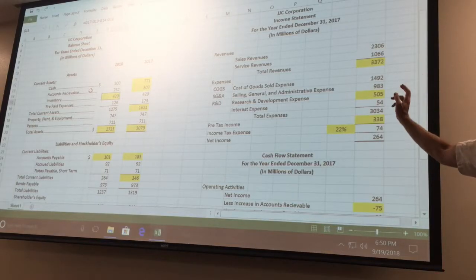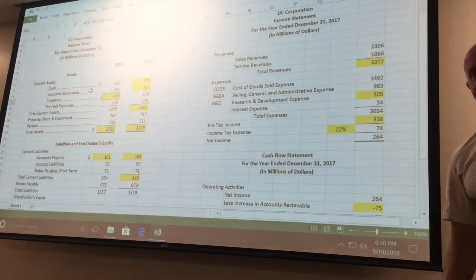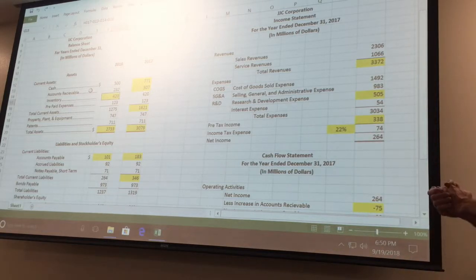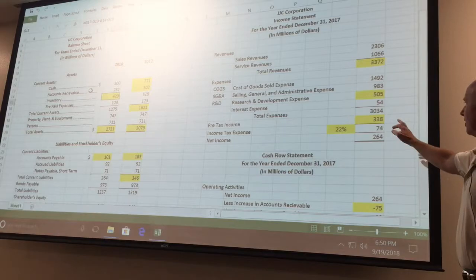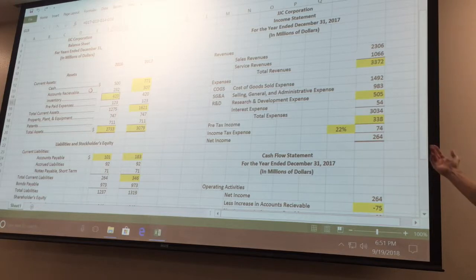So then this pre-tax income is what? It's the 3372, the revenues minus the expenses. That's your income, right? That's the net income. And then what do we have to do? We have to pony up some money to the government, right? And so in this case, I kind of switched this around here and said, okay, if the pre-tax income is 338 and the taxes that you pay is 74, then what's the tax rate? And how would you figure that out? Exactly, 74 divided by 338, it gives you 22%.